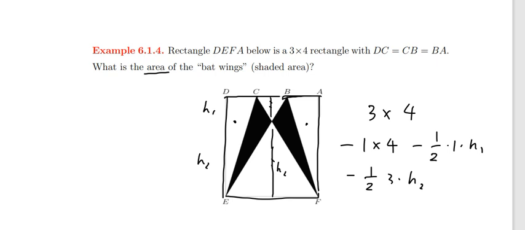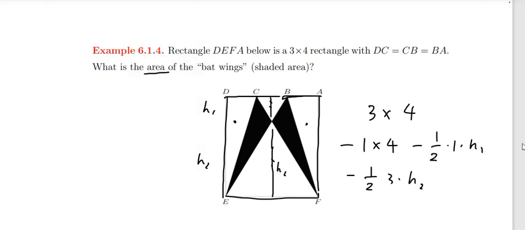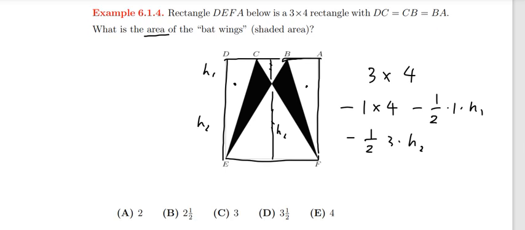Okay, so let's focus on how to find H1 and H2. At first we say H1 plus H2 equals 4. Then we need some other condition. So we say this triangle, this one, and this triangle.